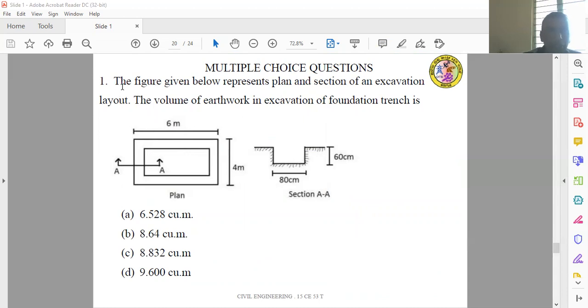Okay, now this is the time for the multiple choice questions. The first question: the figure given below represents the plan and section of an excavation layout. The volume of earthwork in excavation of the foundation trench is: A, 6.528 cubic meter; B, 8.64 cubic meter; C, 8.832 cubic meter; D, 9.6 cubic meter.